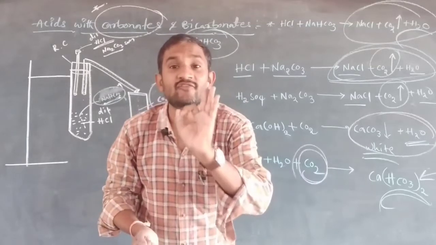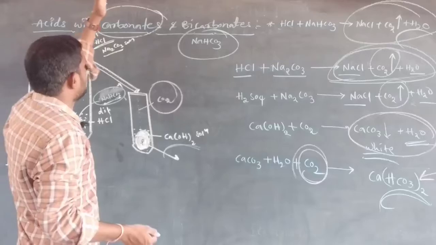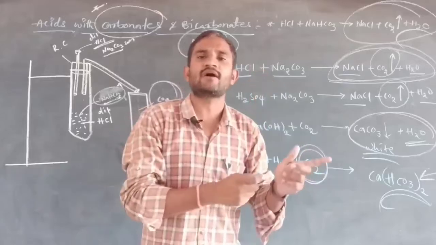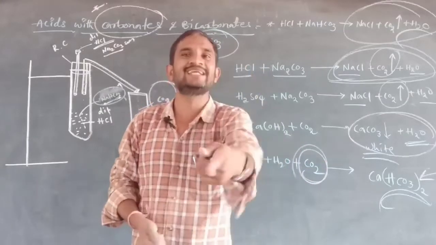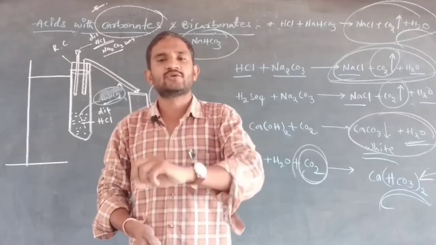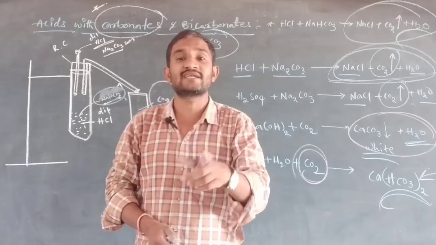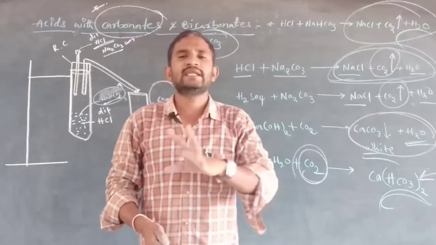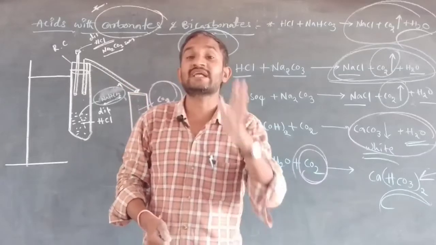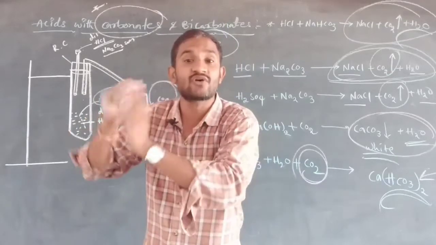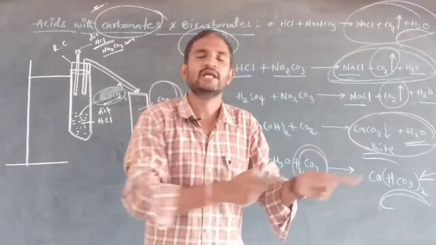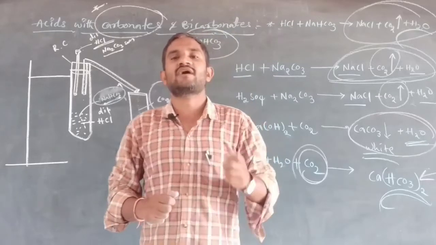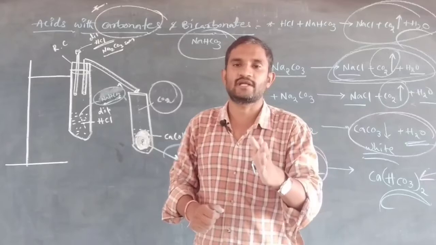That means what we are finalizing: when acids are reacting with carbonates and bicarbonates, in the two situations the releasing gas is carbon dioxide, and some amount of salt and water also form. In the examination they can ask the direct question: which kind of gas is releasing when acids are reacting with carbonates and bicarbonates? Simply what we have to tell: carbon dioxide gas is releasing when acids react with carbonates and bicarbonates.